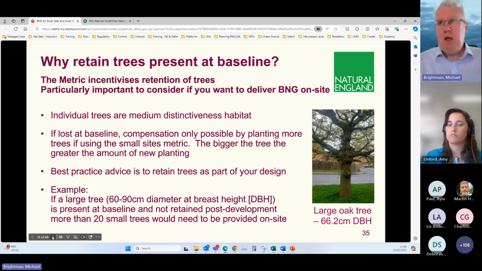An example here, and you see the large oak tree in the photo on the right. If that large oak tree was to be lost from the baseline of a development, then more than 20 small trees would need to be provided on site to compensate for that loss of that one large tree.